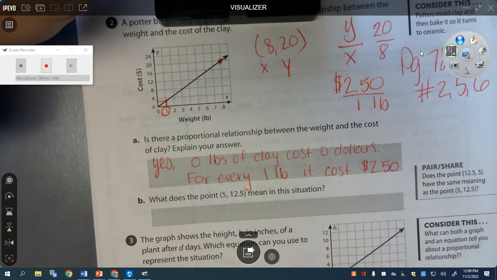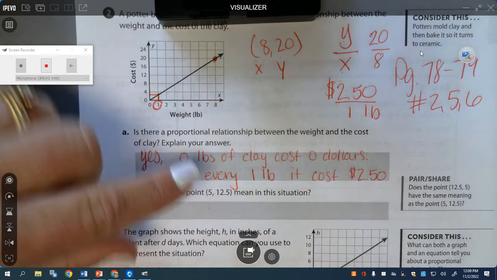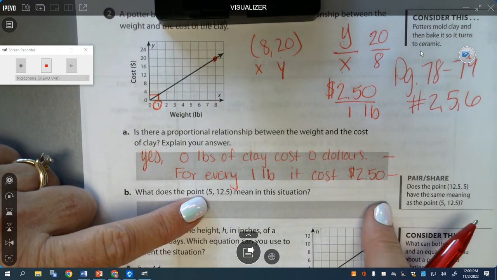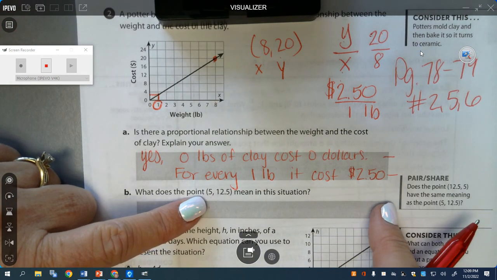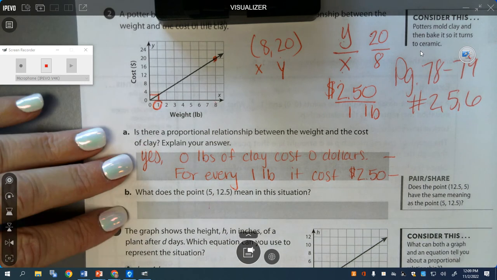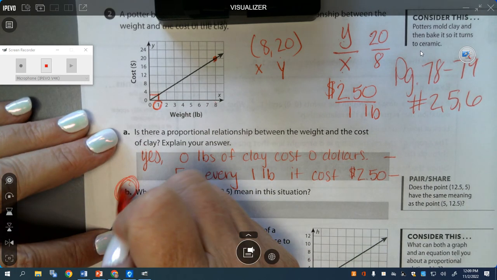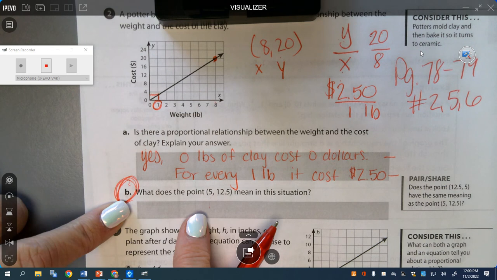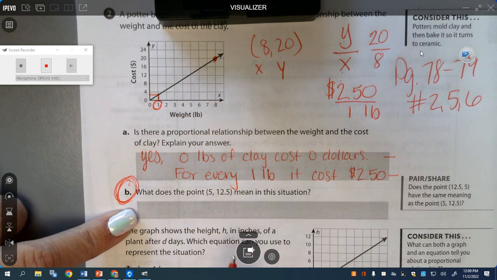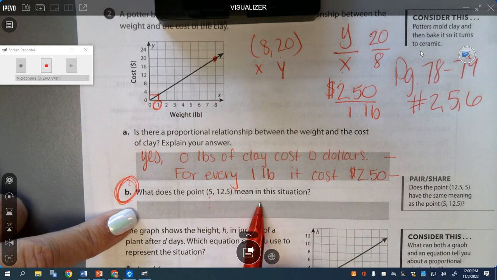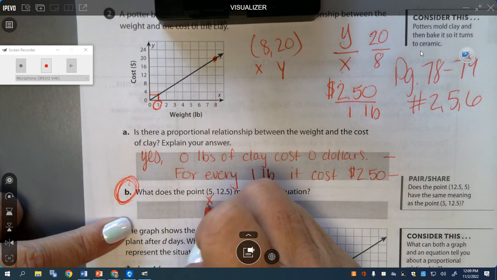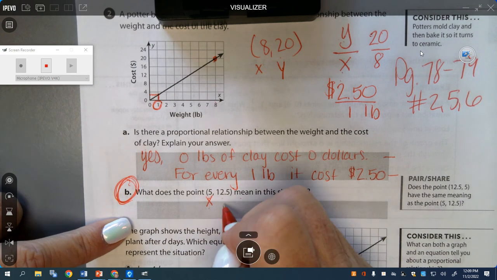All right? So again, you have to have both of these in order for you to understand this. Next, you are going to circle this, please. You're going to have a problem very similar to this on your quiz tomorrow. What does (0.5, 12.5) mean for this problem? Well, 5, this is our x value, and this is our y value.